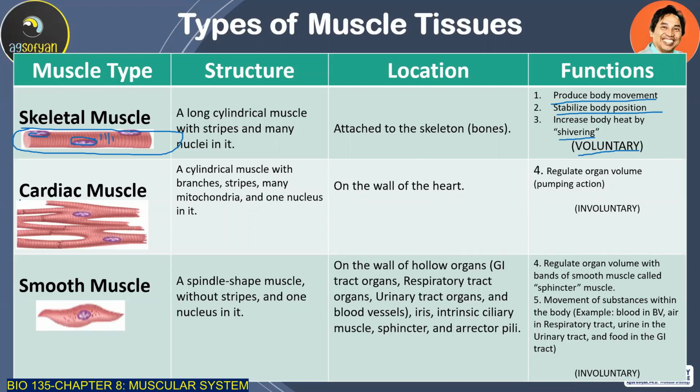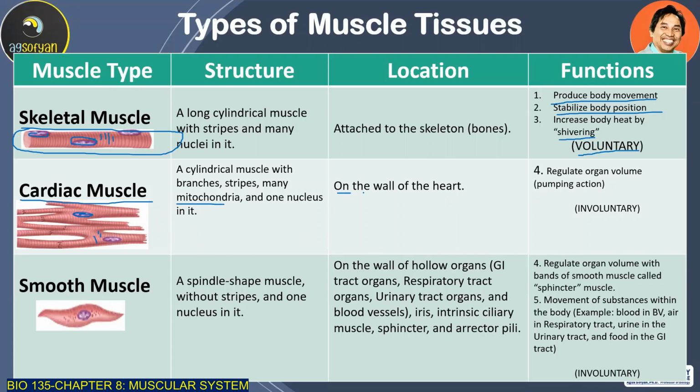The second type is cardiac muscle. It is a branching muscle. It also has stripes. It is shorter compared to the skeletal muscle. Therefore, it only has one nucleus per cell. It has more mitochondria compared to the skeletal muscle, I think because the cardiac muscle never stops contracting, so it really needs ATP for this contraction. Therefore, it has more mitochondria.